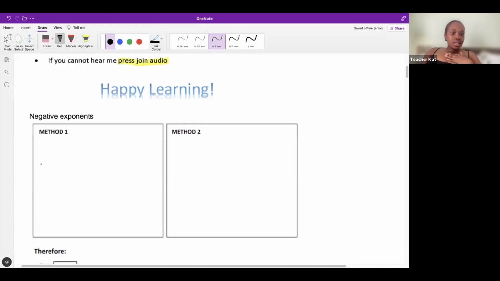Okay. Now, the first method of negative exponents has to do with law number 2, the second law of exponents, which was the division law. Remind me again, when you are dividing, what do we do with our exponents? When we divide powers with the same base, what do we do with the exponents? We subtract them. That's true.